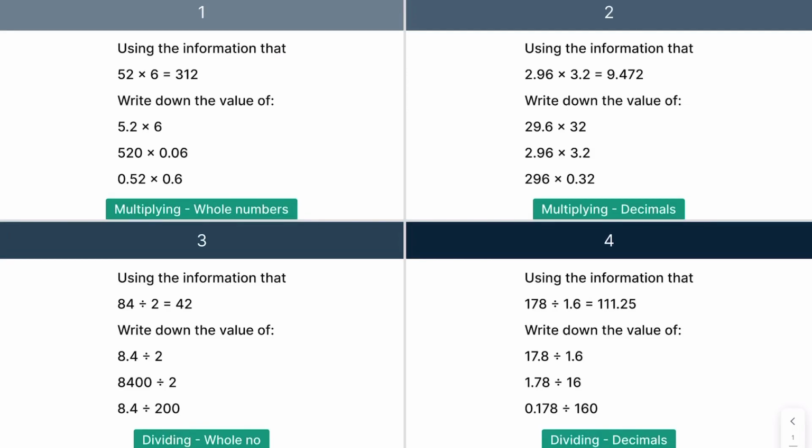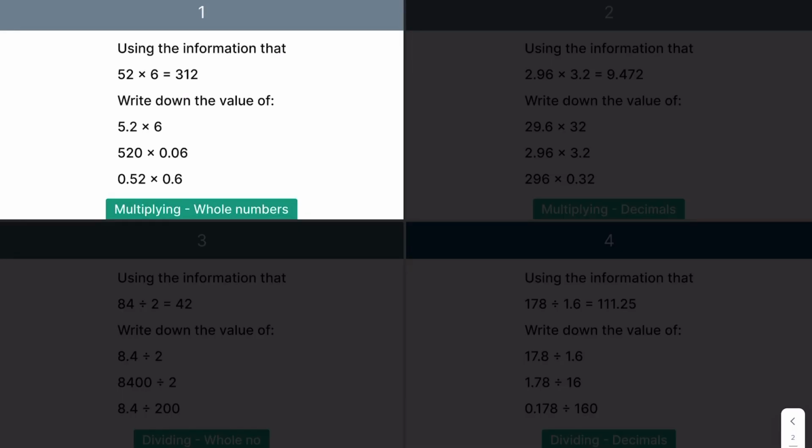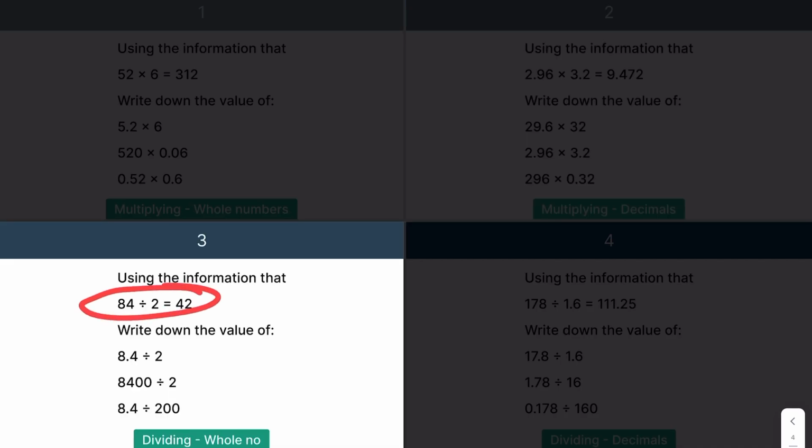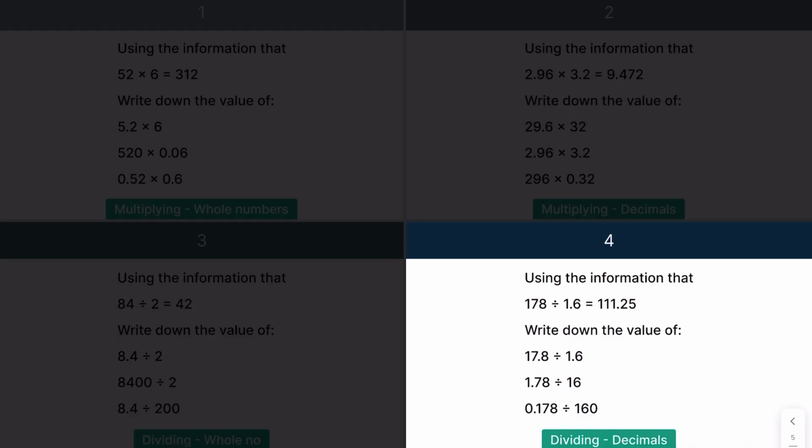Using place value is what we're going to look at in this video. It's split into 4 parts. So we're going to start off by looking at questions with multiplying of whole numbers like that one there, and then move on to looking at multiplication with decimals, and then division with decimals and division with whole numbers.